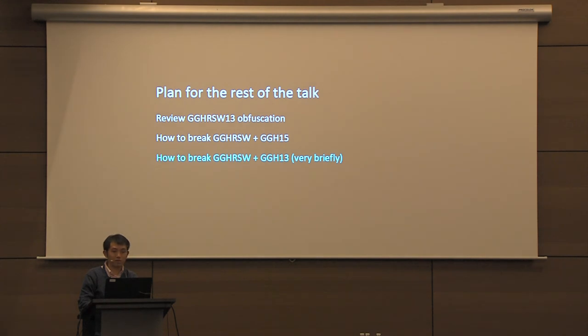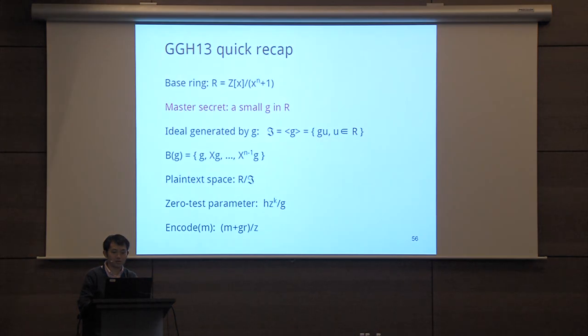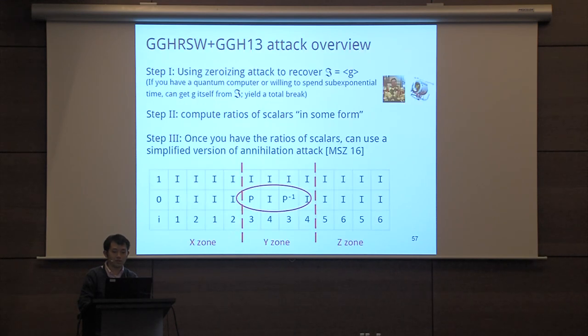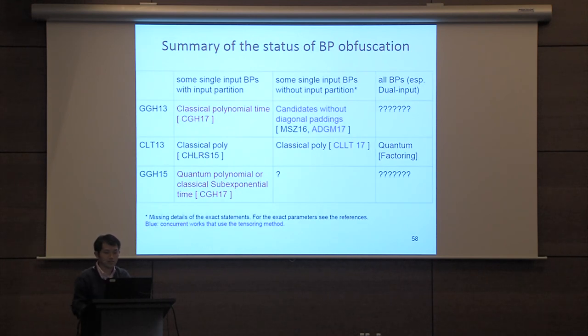GGH13 is very simple. I will skip the GGH13 recap. The feature is also similar. You get the ratio of the scalars, and then use the simplified annihilation attack to do the mixed input attack in the middle zone. I will skip the details. To summarize, this is the status, and I put something in the middle now.